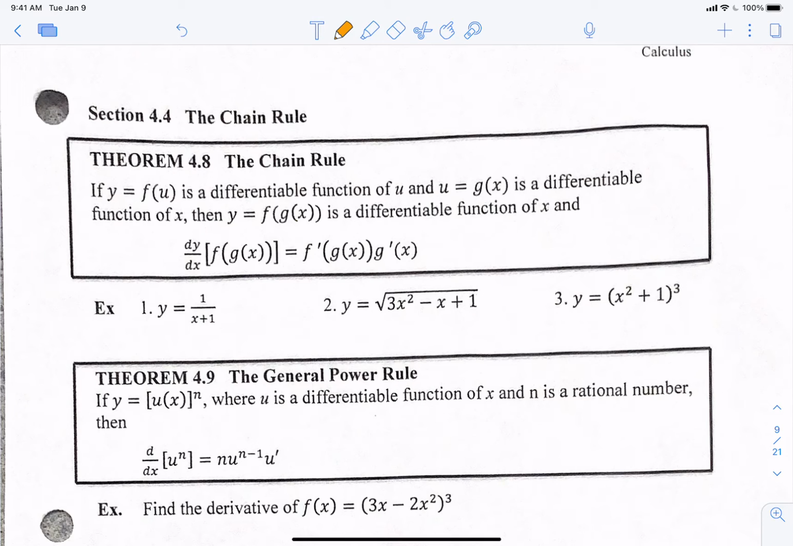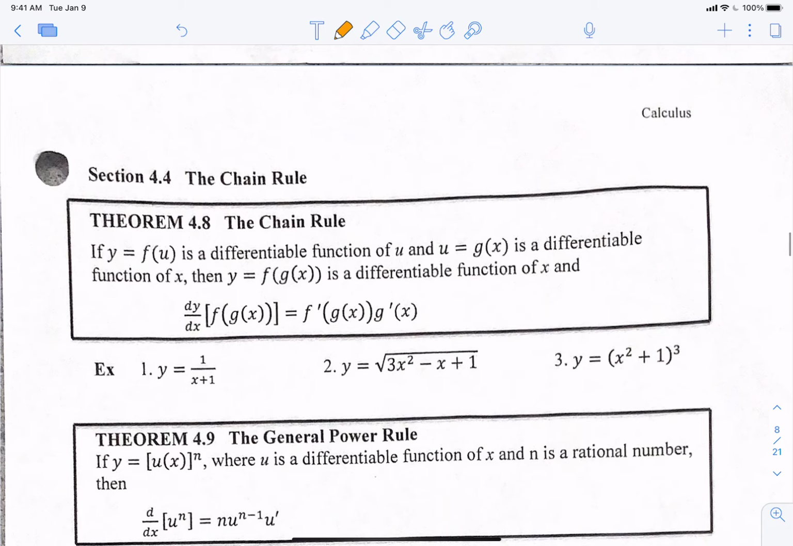All right, here we go. Number 4 is a new rule. It's the last of the 4 rules. It's the chain rule. Okay.